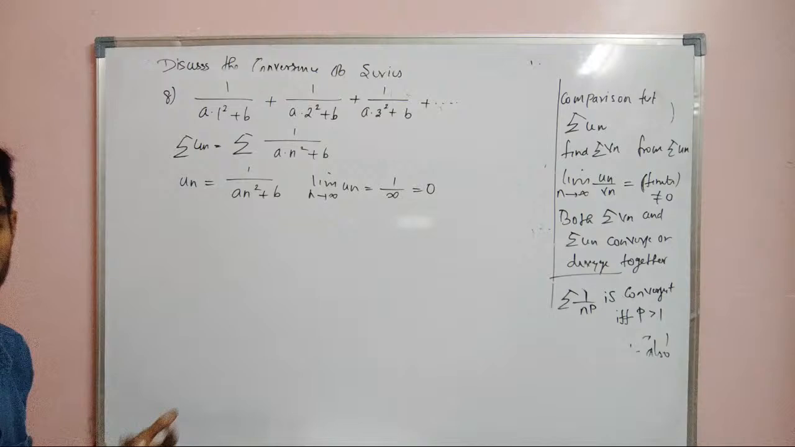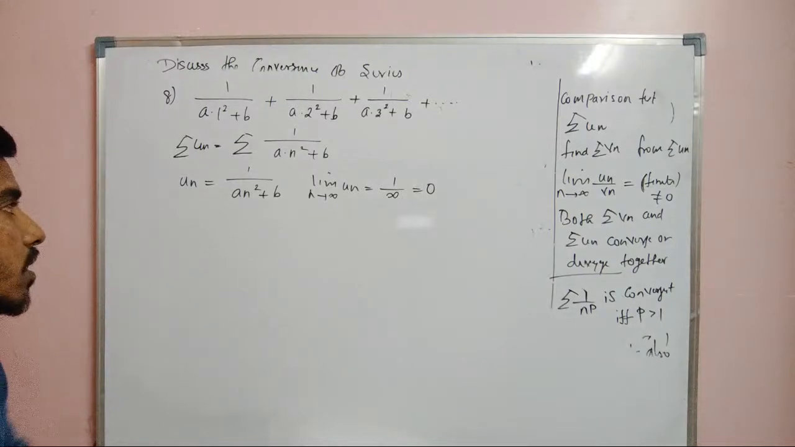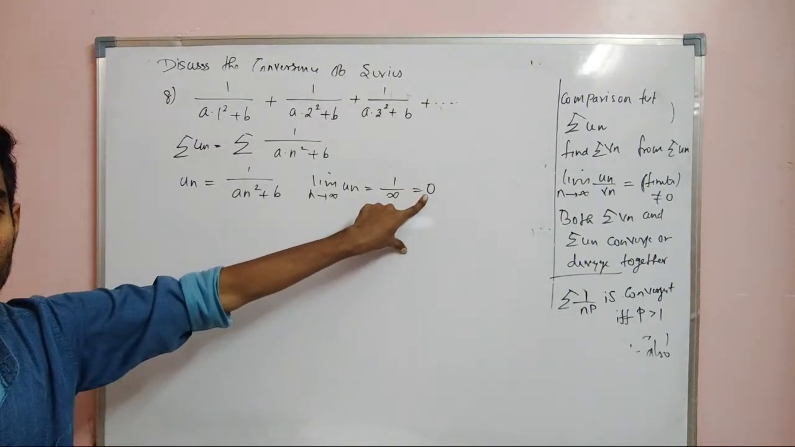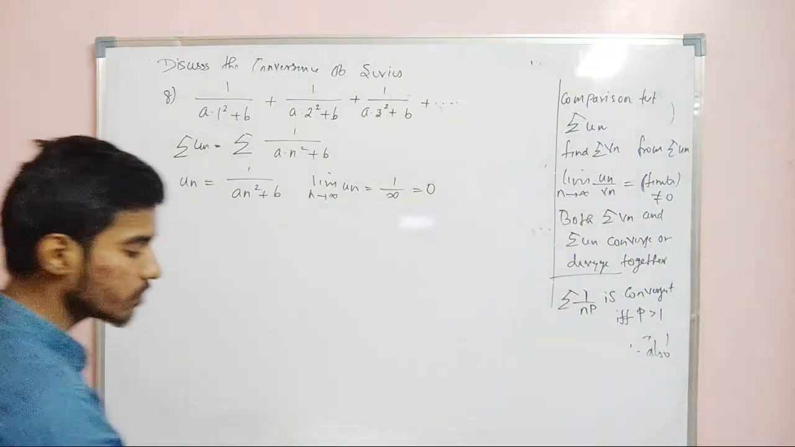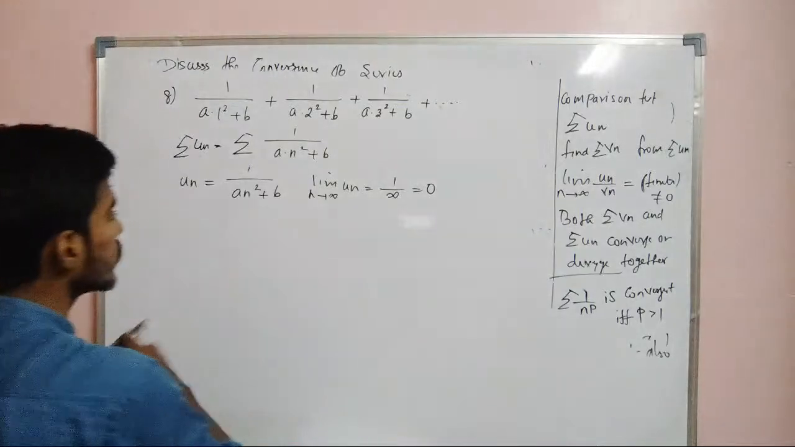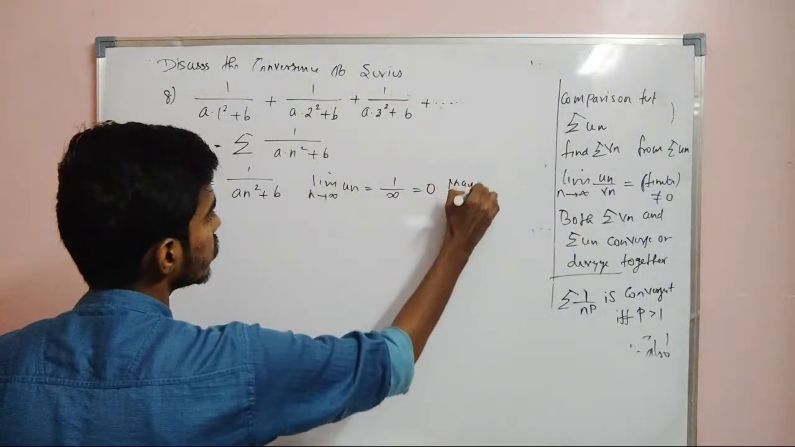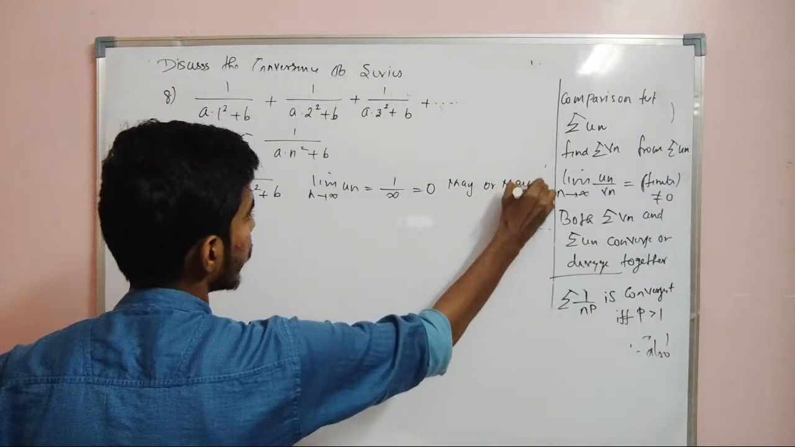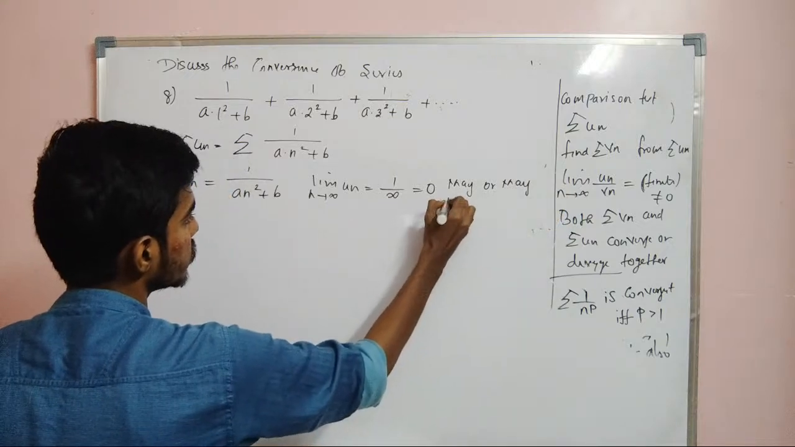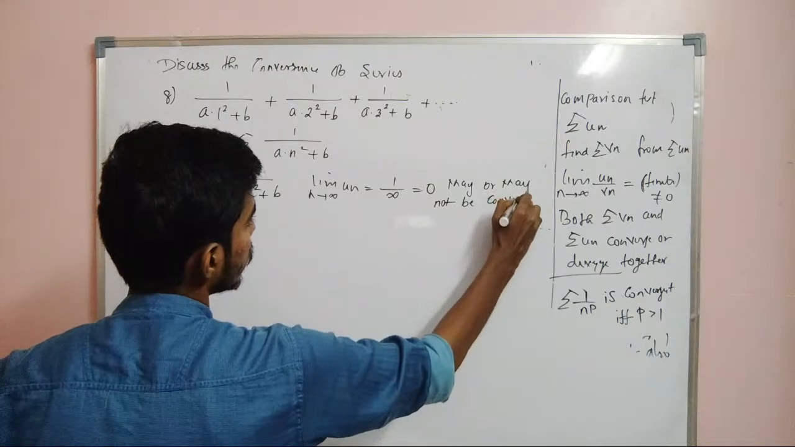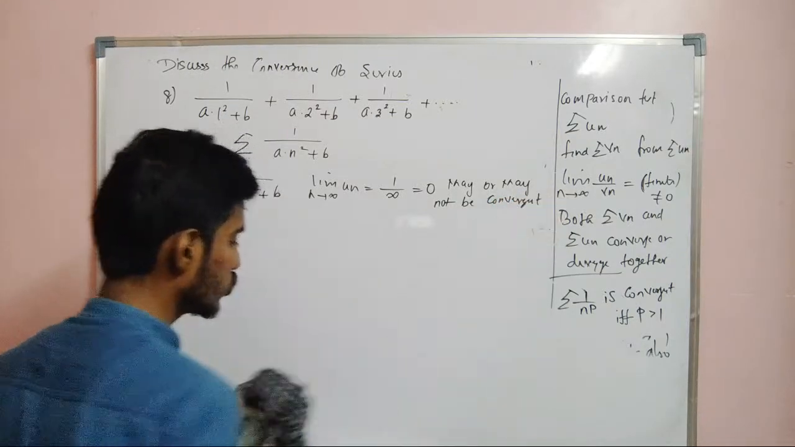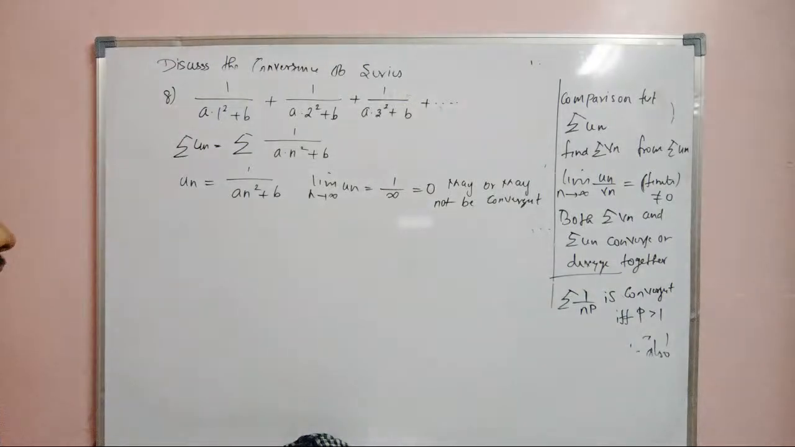So therefore the given series may or may not be convergent. In the previous problem we did not get 0, we got root 1 by 2, so we could conclude that it is not convergent. But here it may or may not be convergent. It can be convergent or it can be divergent. Now we will apply a comparison test to show whether this series is convergent or divergent.